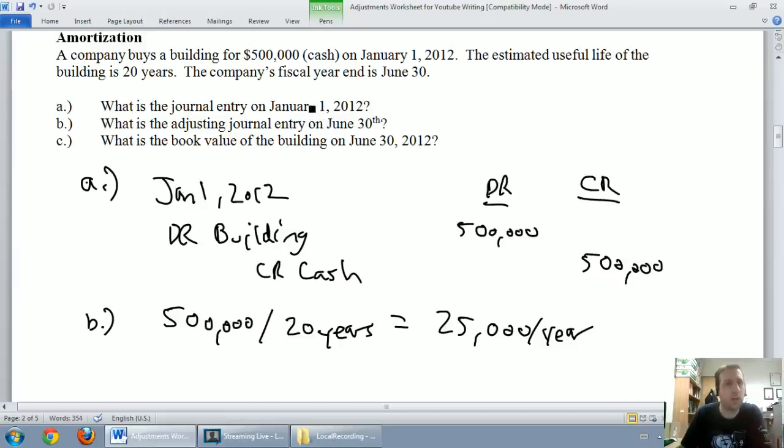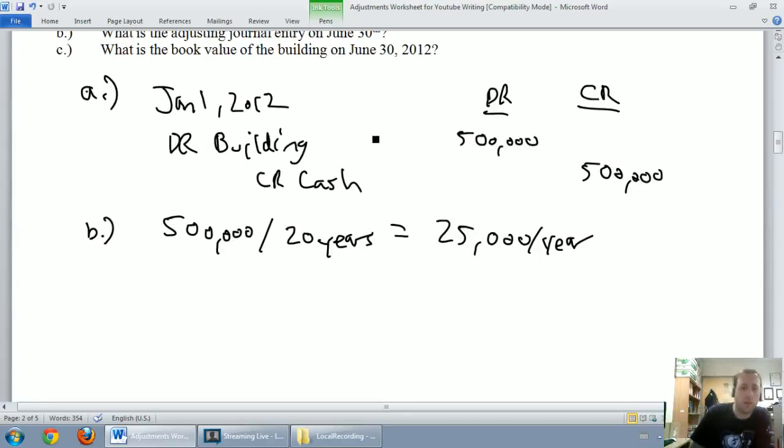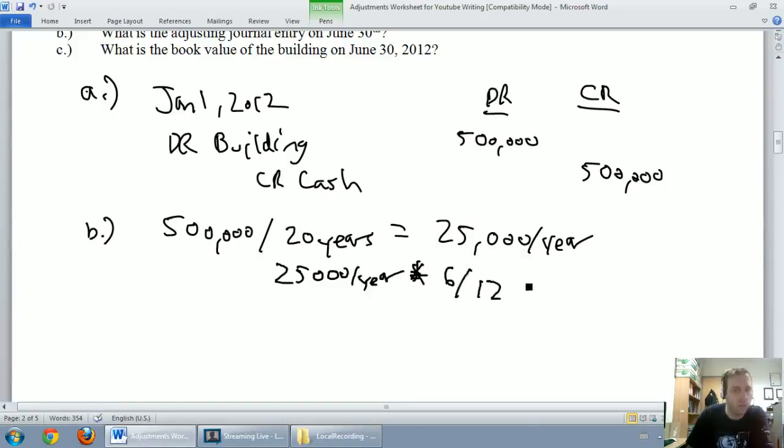Too bad we're not looking at a full year. Our fiscal year end is June 30th, so January 1st to June 30th means we're only looking at 6 months out of the year. So what I'm going to do is say, okay, well, it's a $25,000 per year amortization rate, but I'm not looking at a full year.